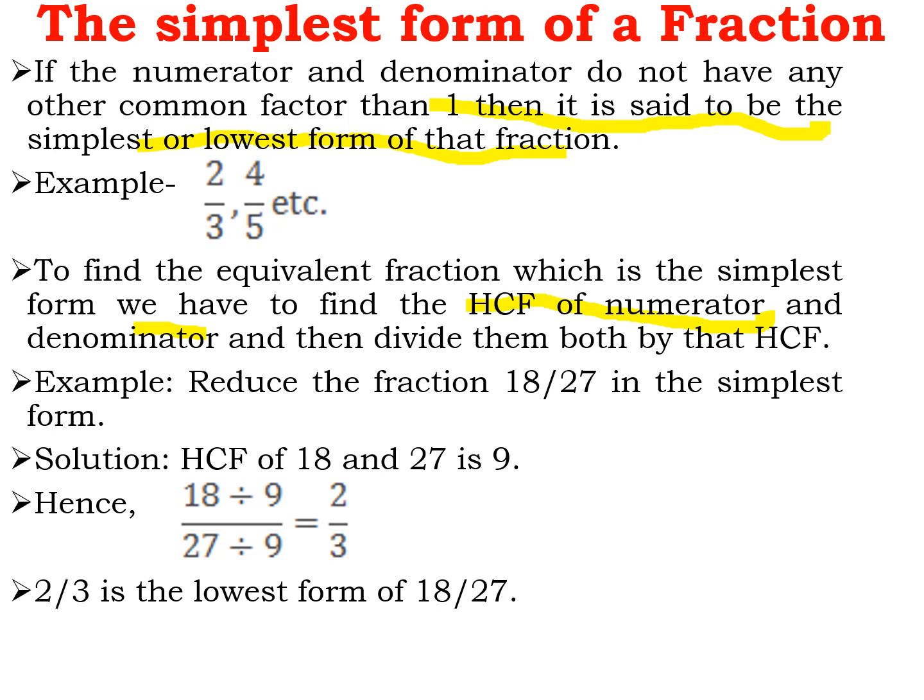Example, reduce the fraction 18 by 27 to the simplest form. So you have to find the HCF of 18 and 27 here. Finding HCF is already done in class 9. So the HCF of 18 and 27 will be 9. Hence 18 divided by 9 is 2 and 27 divided by 9 is 3. So 2 by 3 is the lowest form of 18 by 27.